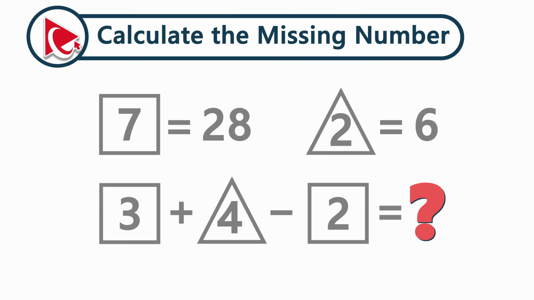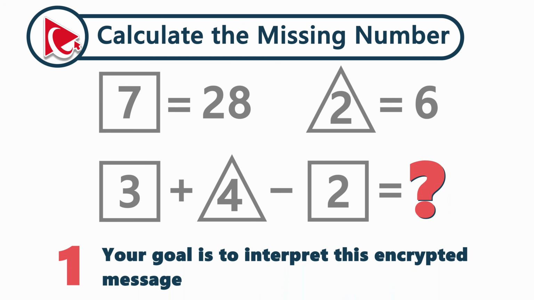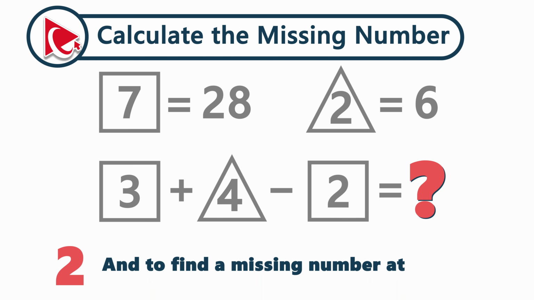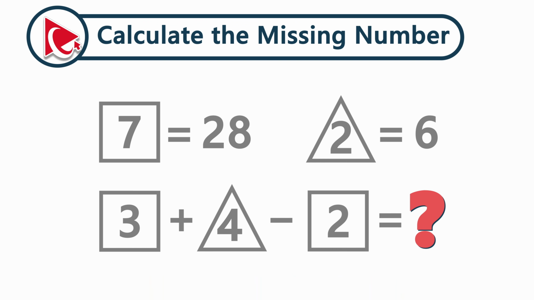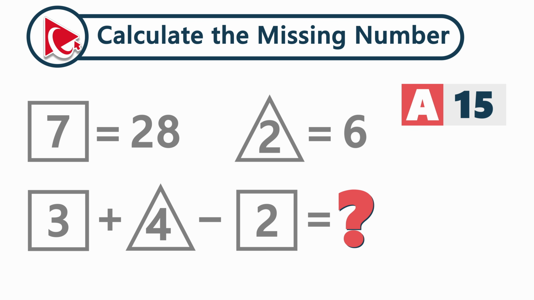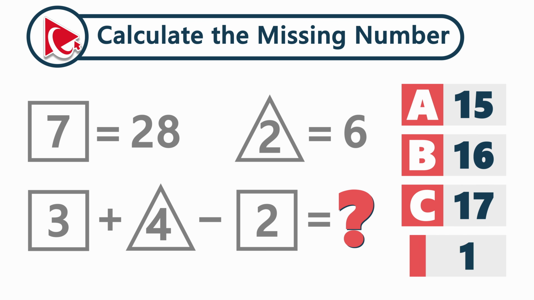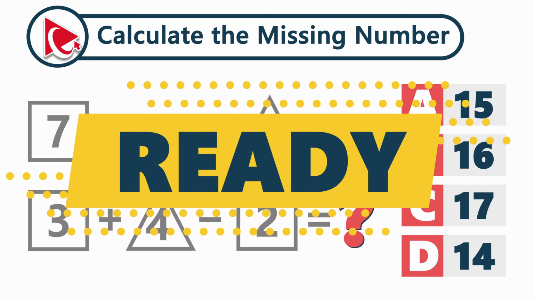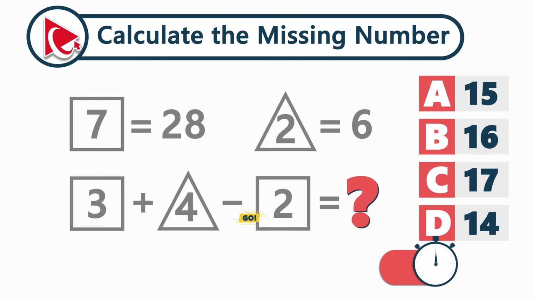In this question, you're presented with the series of shapes, numbers, and math signs, and you need to calculate the missing number in 2 steps. Step 1. Your goal is to interpret this encrypted message. Step 2. You need to find the missing number. Your choices for the answers are choice A, 15, choice B, 16, choice C, 17, and choice D, 14. And you have about 15 seconds to solve it. Ready, set, go.